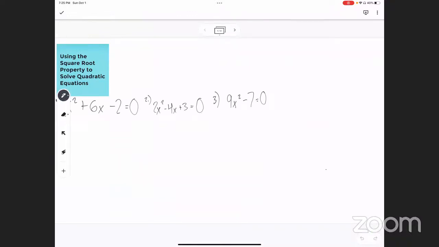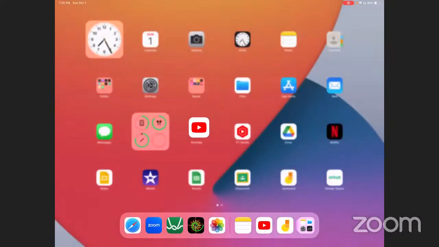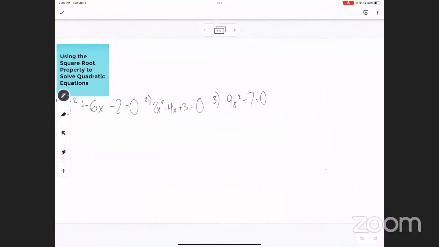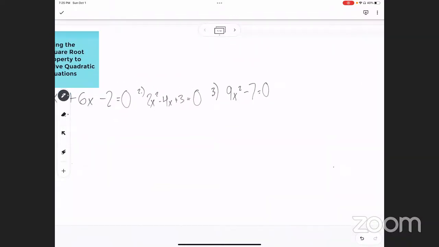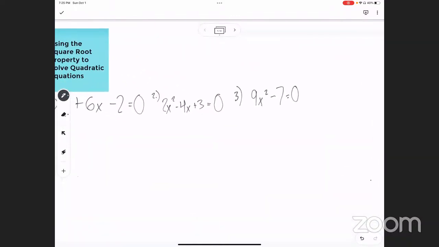I can see it. All right, so this is using the square root property. Using the square root property to solve quadratic equations. That's what we're doing here. So to do this, you are going to, let me write this a little bit.